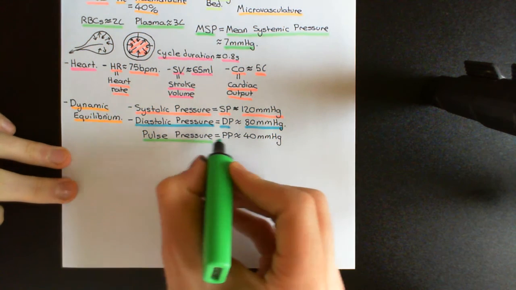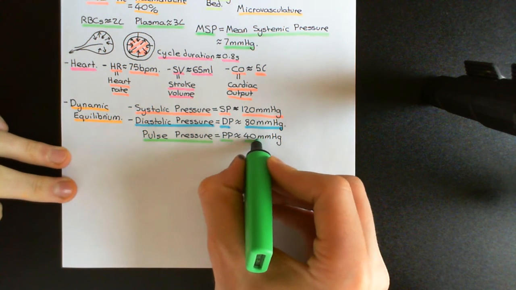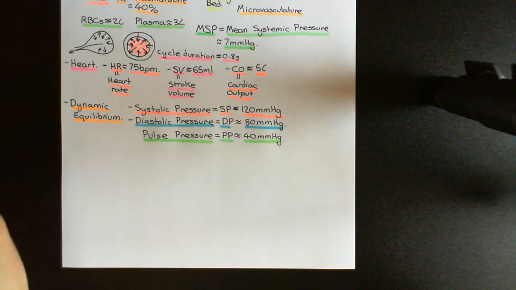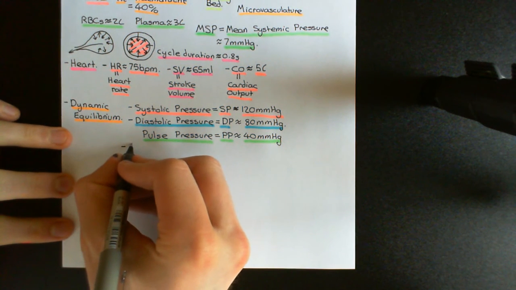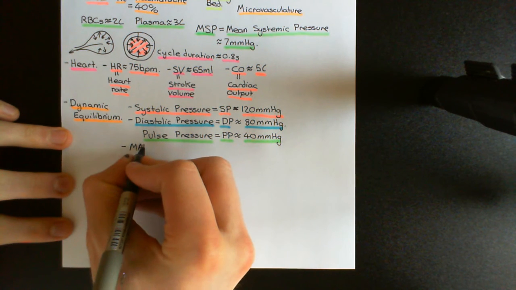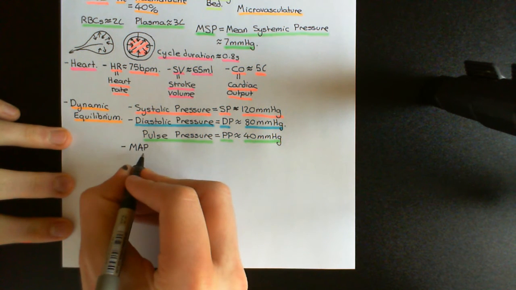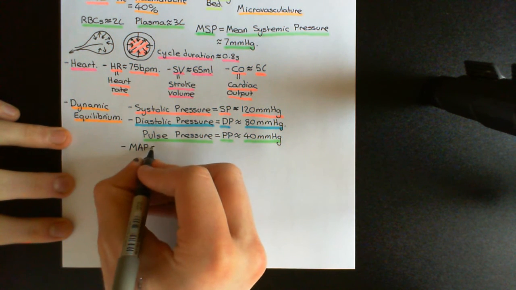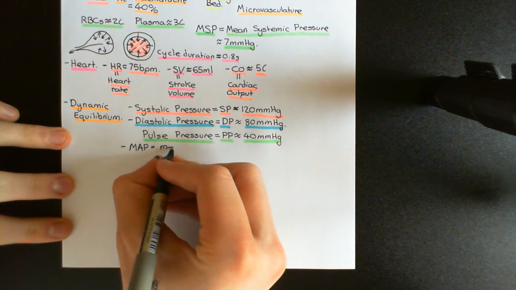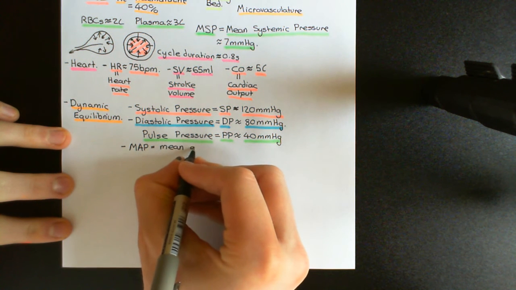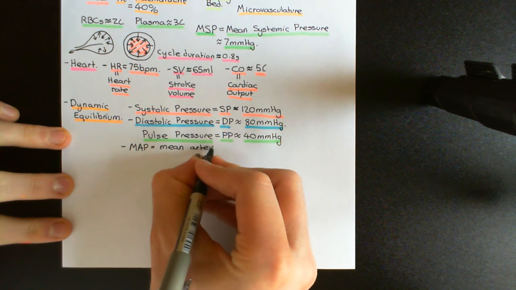Okay, now another really important concept is the concept of mean arterial pressure. So this is usually just abbreviated down to MAP, and this is the one that throughout the video from now on we will be talking about rather than systolic pressure or diastolic pressure. Okay, so mean arterial pressure is what this stands for.